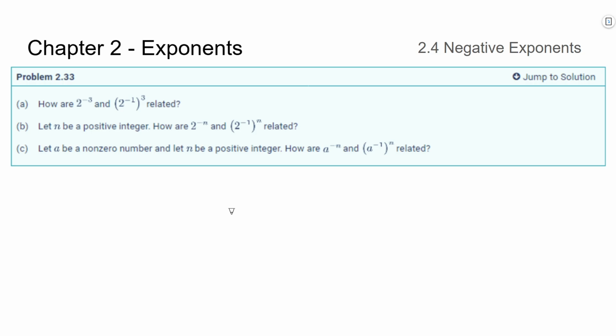All right, how is 2 to the -3 and 2 to the -1 to the 3 related? And let n be a positive integer. How are 2 to the -n and 2 to the -1 to the n related? And then how is anything to the -n and a to the -1 to the n related?